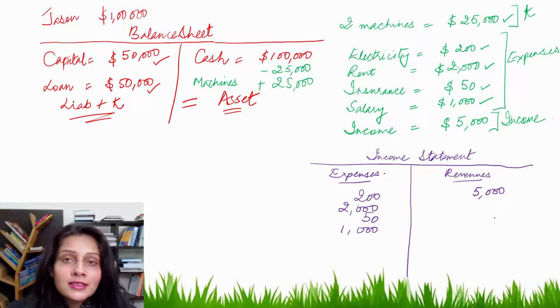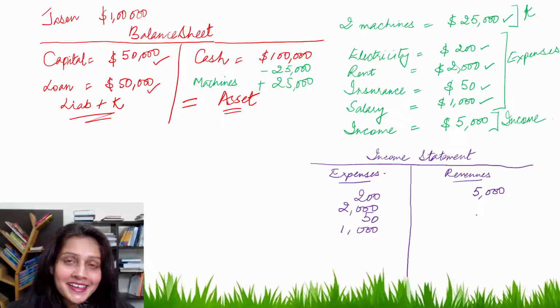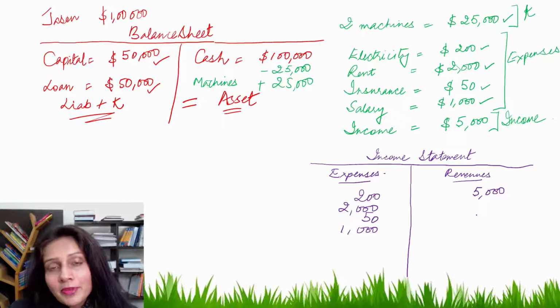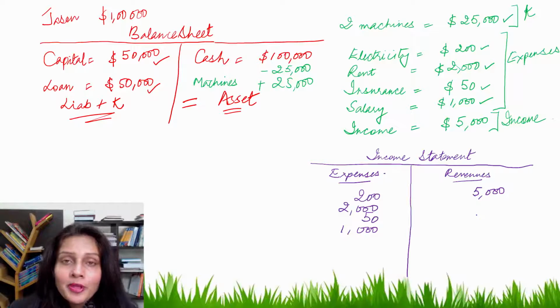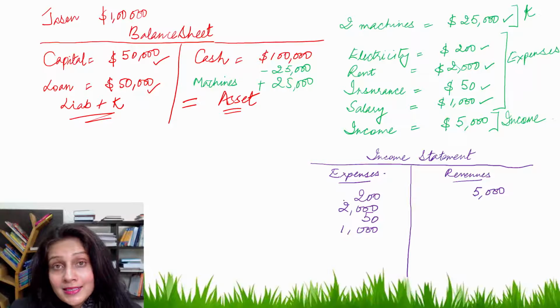Unlike the balance sheet, the income statement does not balance out itself. We have to make an effort to balance it. And in the process of balancing the income statement, we arrive at something which is called the profit or the loss. So obviously, if the incomes are more and the expenses are less, what you earn is a profit. But if you have spent more than what you have earned, if expenses are more than your revenues, then of course you have suffered a loss. So let's see whether Jason has suffered a loss or he has earned a profit.